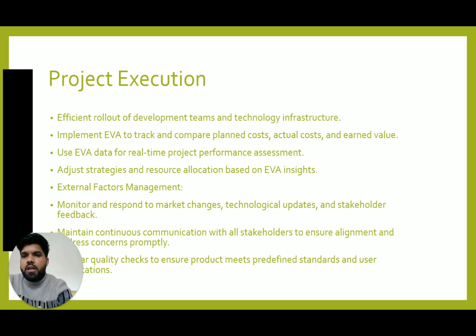Now I'm going next. This is my project execution. There are 6 to 7 points for my project execution. Efficient rollout of development teams and technology infrastructure. Implement EVA to track and compare planned cost, actual cost, and earned value. Use EVA data for real-time project performance assessment. Adjust strategies and resource allocation based on EVA insights.